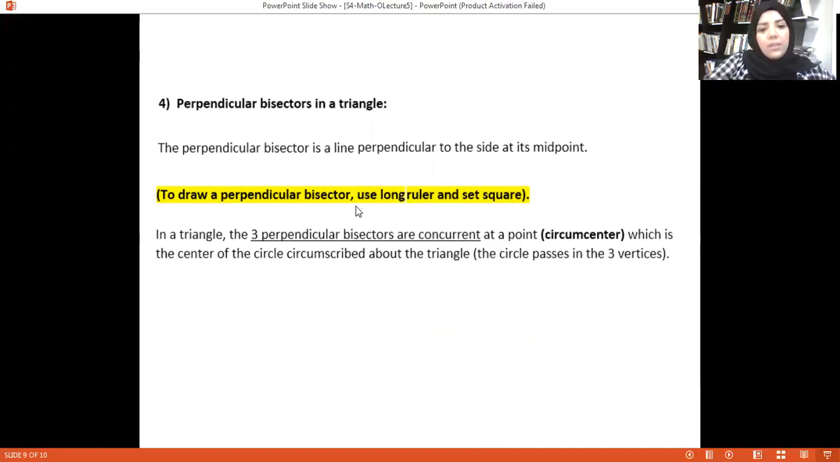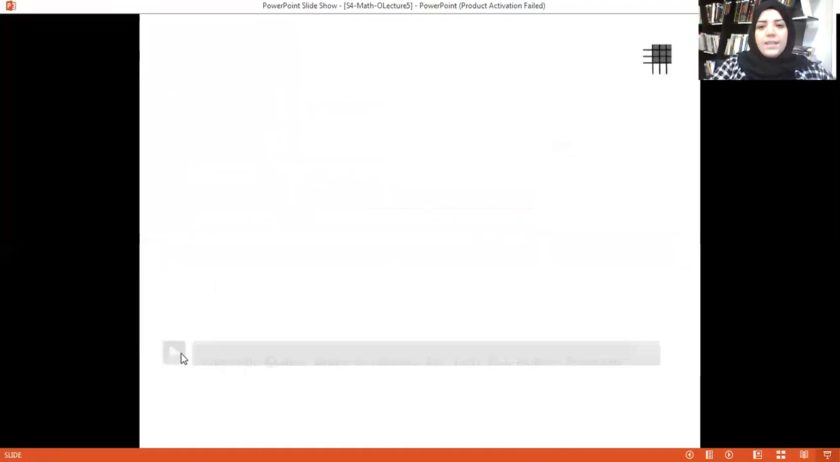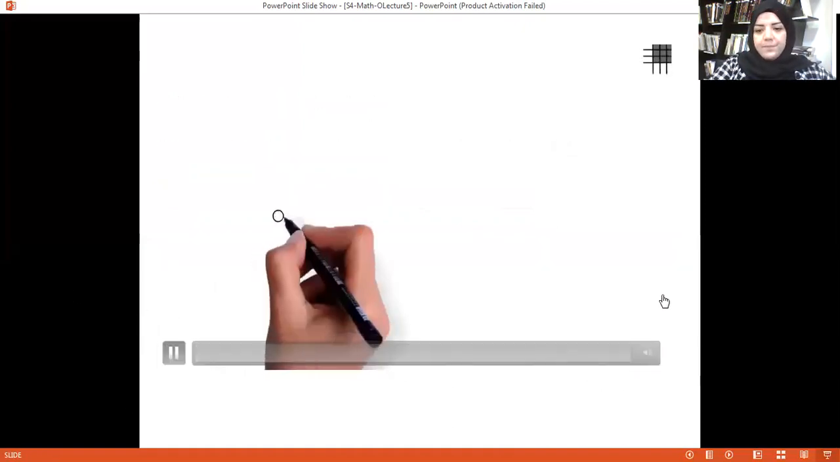And the three perpendicular bisectors are also concurrent. This point we call the circumcenter, or in other words, it's the center of the circle circumscribed, or around the triangle, and not inside the triangle. Let us see also the steps.